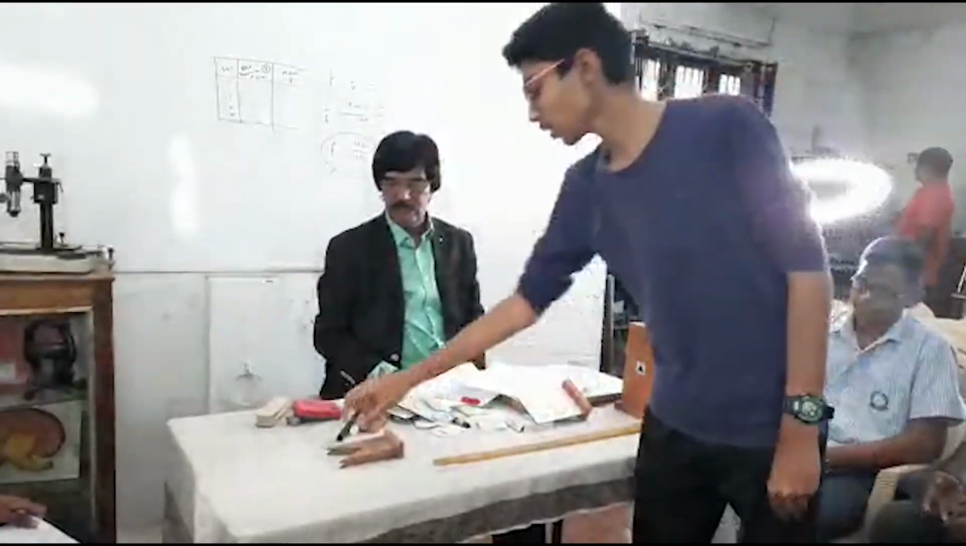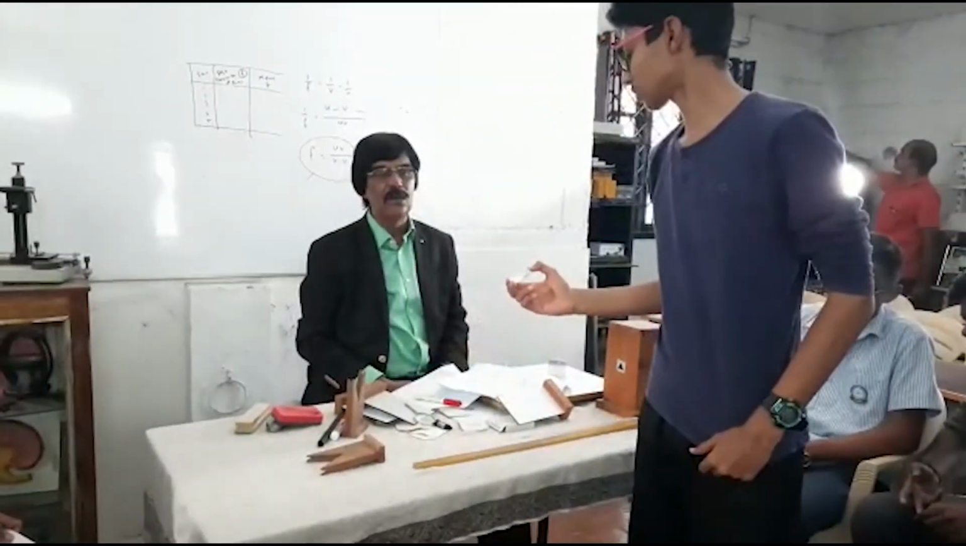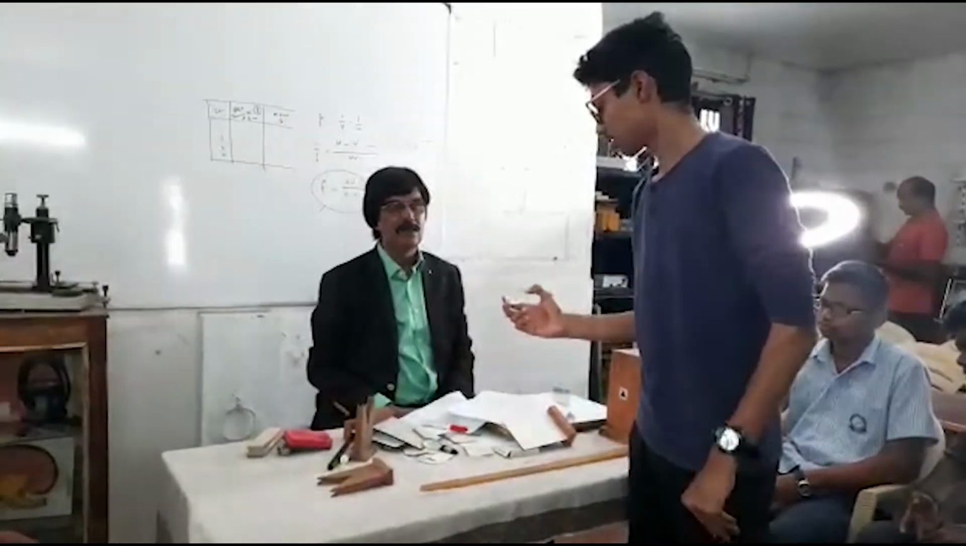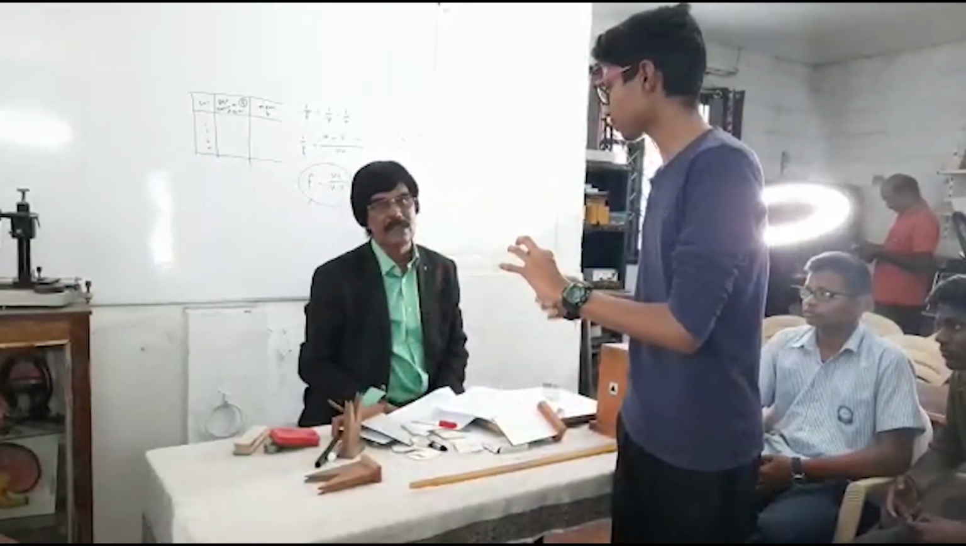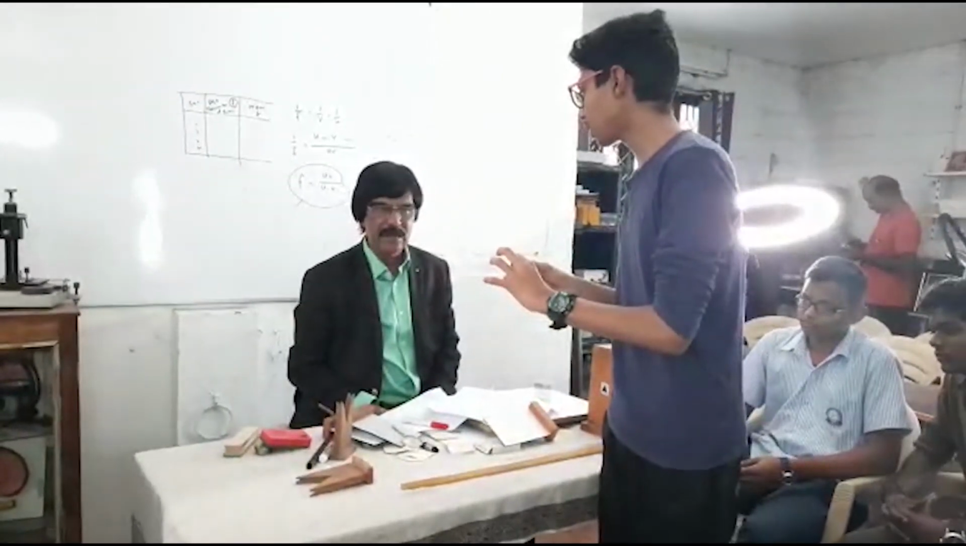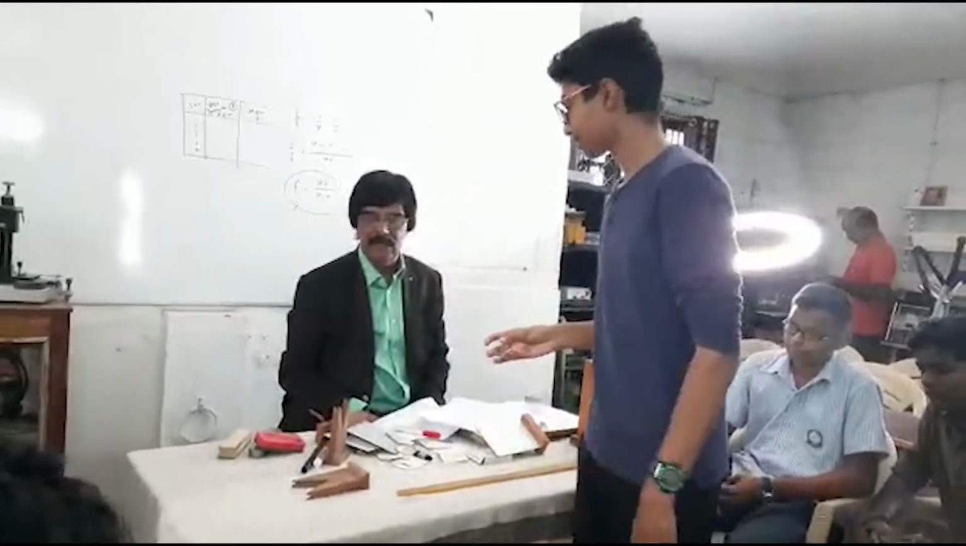Sir, first we need a convex lens. Yes, that is it. How do you say it's a convex lens by mere look? Sir, because it's bulged in the middle and thinner at the edges. Very nice. Okay, now we do it.